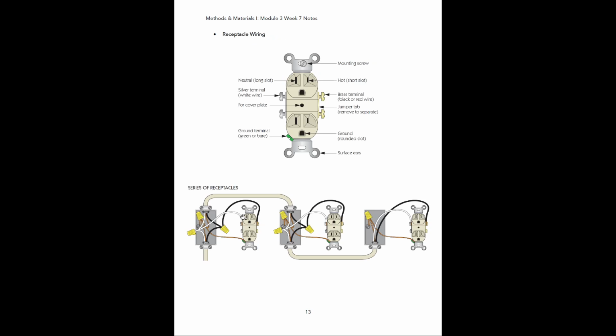Okay, and then let's see, if we're looking at a typical outlet, you're going to see the two slots here at the top. The left one is going to be for the neutral wires, which corresponds with the silver terminals, and the right one is going to be for the hot wires, which corresponds to the brass terminals here on the right side. And the holes here at the bottom, those are going to be for grounding purposes.